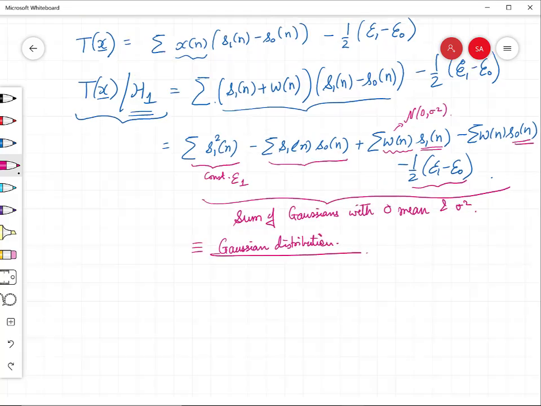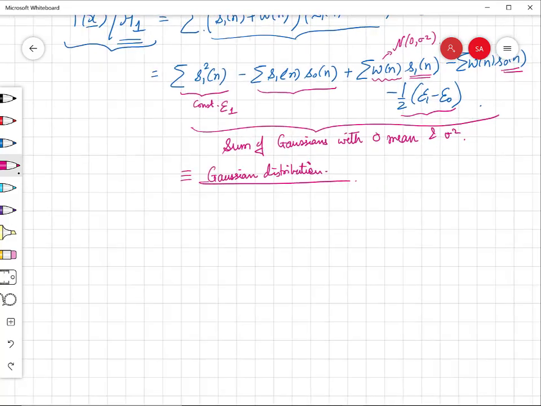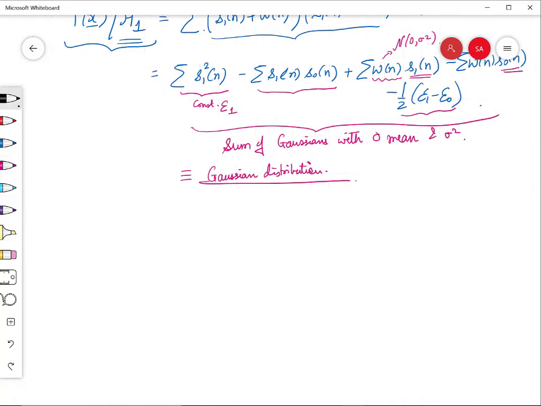Now what is the mean and variance of this Gaussian distribution? Let's figure out that part here. So now we figure out the mean of this T of x given hypothesis H1 is correct. So what we do is we take the expectation of this particular quantity here. So let's take the expectation. So expectation of this will be the same.